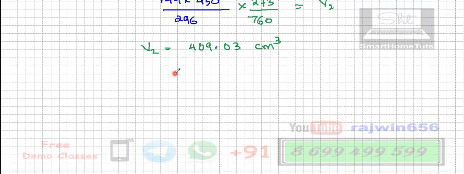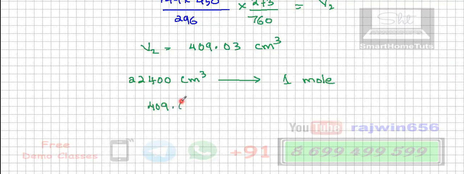So now we have done molar volume. Molar volume is 22.4 dm cube, which is 22,400 centimeter cube at STP. So 22,400 cm cube is 1 mole. So 409.03 cm cube is how many moles?